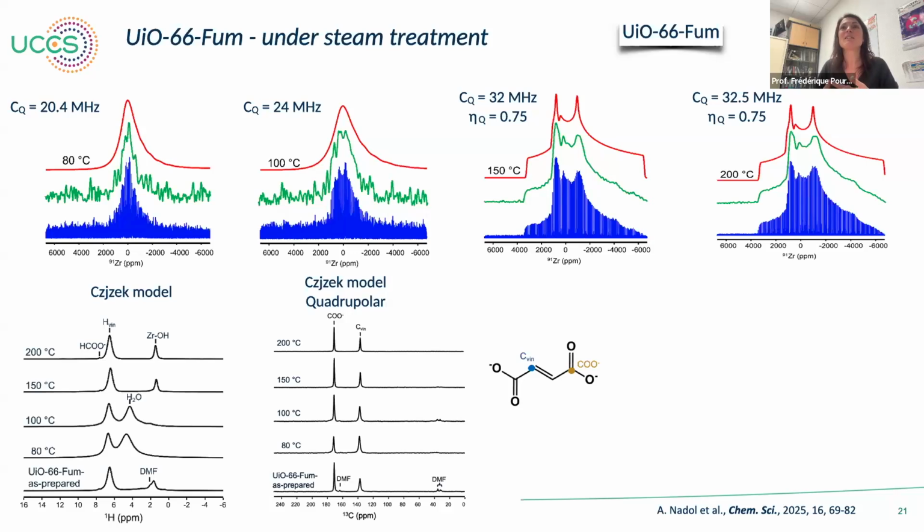And that means you have a nice quadrupolar line shape. So the UiO-66 is also very stable after 1 day under steam flow at different temperatures.